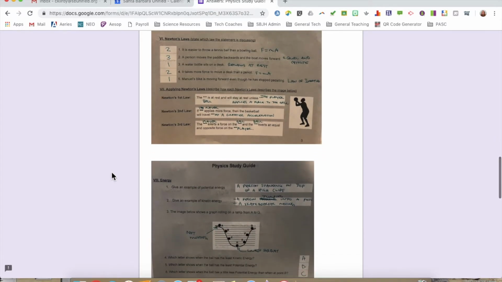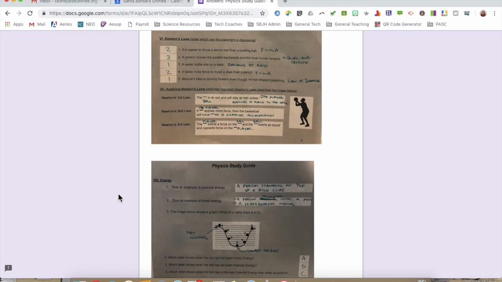When we look at applying these laws, if we're looking at the basketball player on the right, the first law is seen because the ball is at rest and will stay at rest unless the player applies a force to the ball. Newton's second law says if the player applies more force, then the basketball will travel at a greater acceleration.